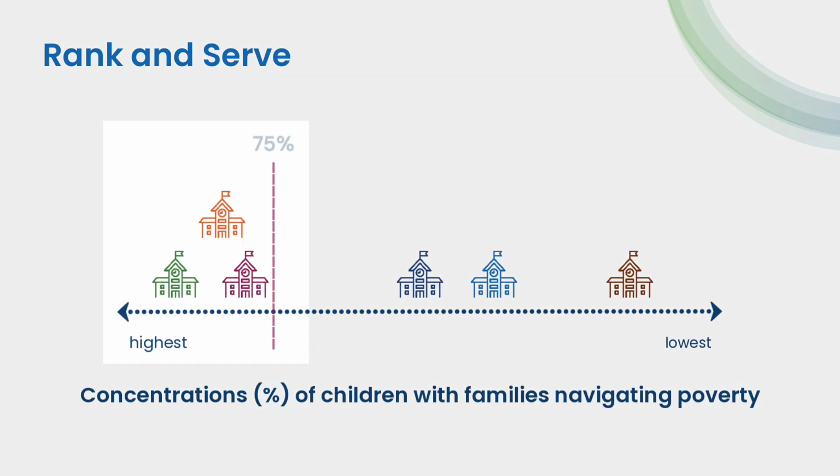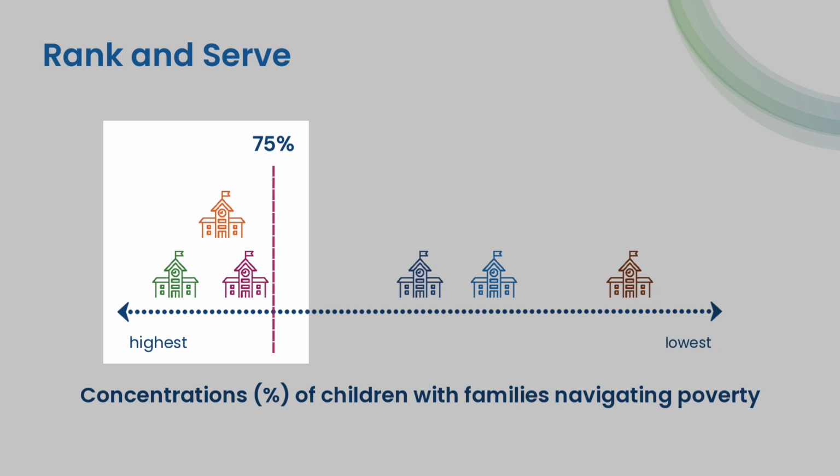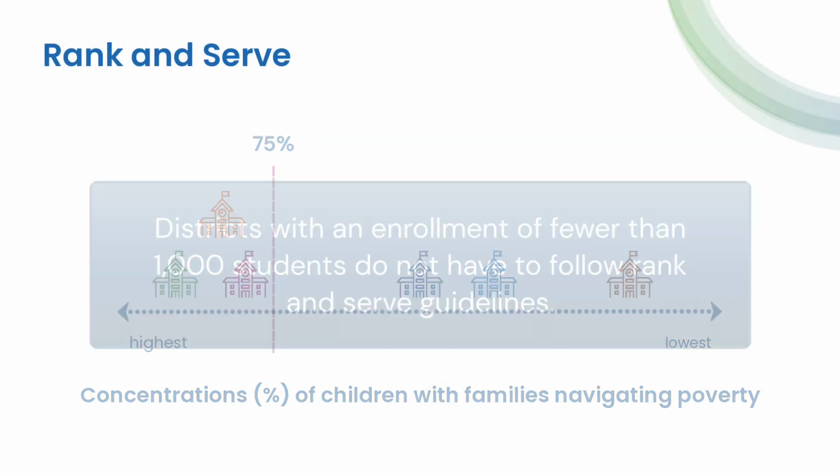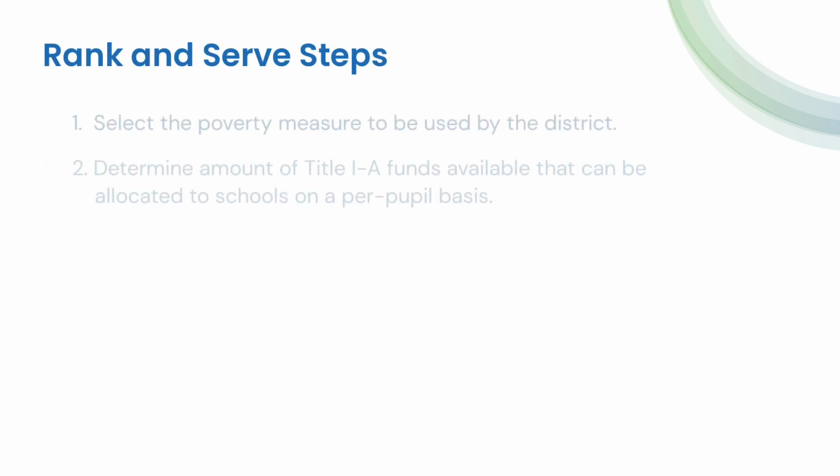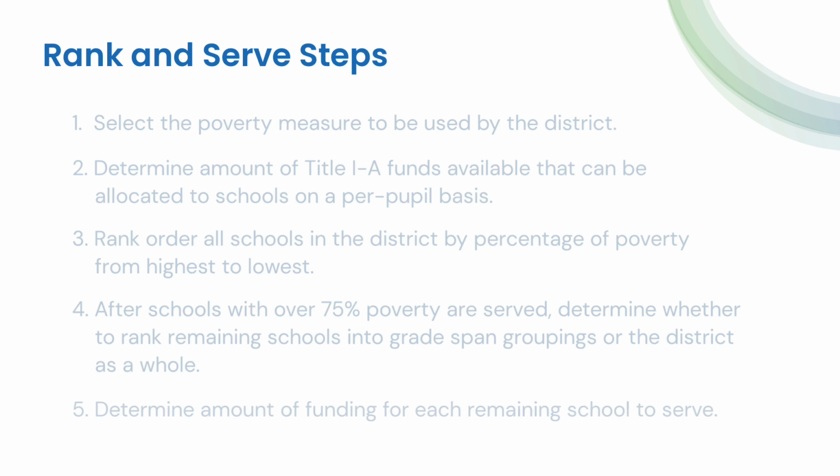Schools where 75% or more of students are from families navigating poverty must be served in rank order regardless of grade span. However, districts that enroll fewer than 1,000 students do not need to follow rank and serve guidelines. The rank and serve process includes the following steps.